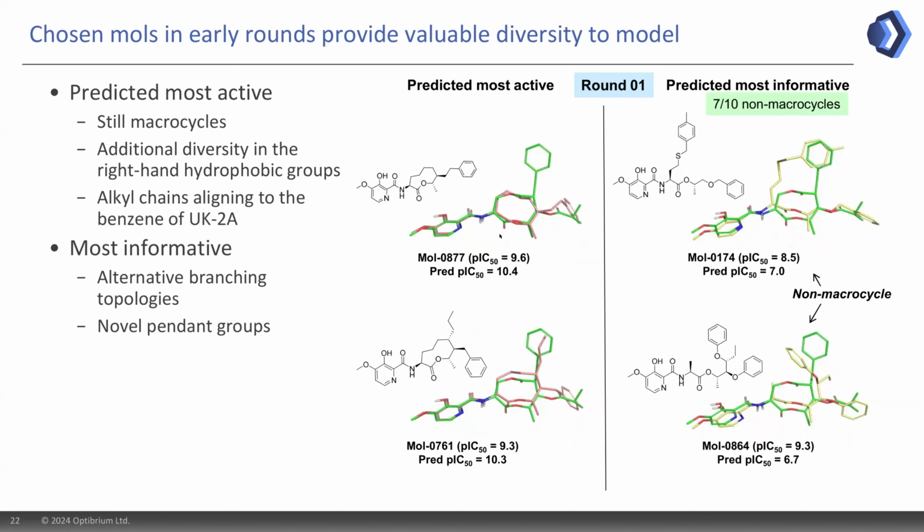In the next round, again, we still have macrocyclic scaffolds that are slightly different. In these poses, in green is the training pose of UK2A, and in salmon are the poses of those predicted most active. On the right, you can see two examples of those predicted to be most informative in yellow, superimposed on the pose of UK2A. Interestingly, we still have 7 out of 10 non-macrocycles over here. And so the model still needs to learn that new scaffold.